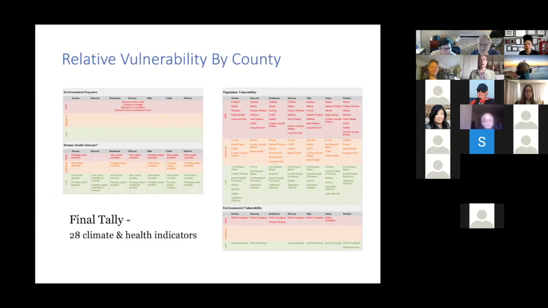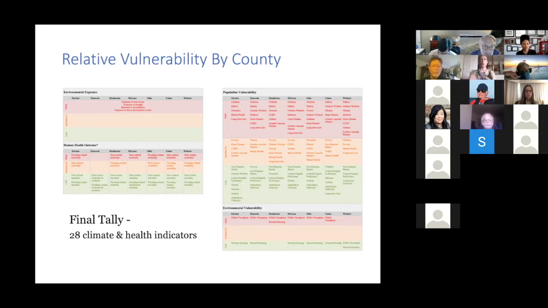So we combined all of this information that I just shared with you and developed 28 climate and health indicators, and then mapped them across all 7 of the counties and then looked at them as a whole for the whole district and compared them to Kentucky and the United States. And you can see here that they're kind of divided into sections.